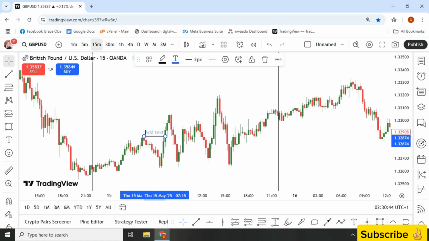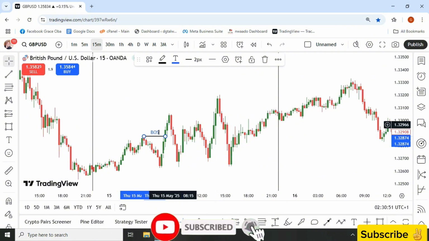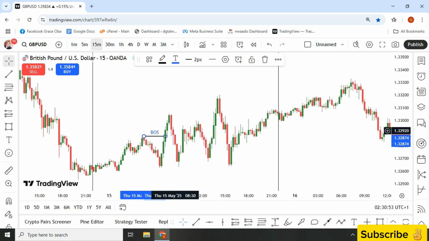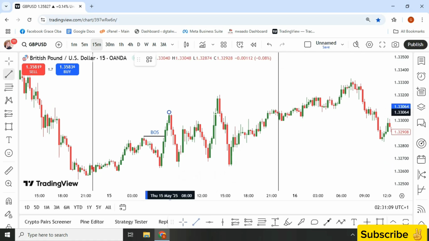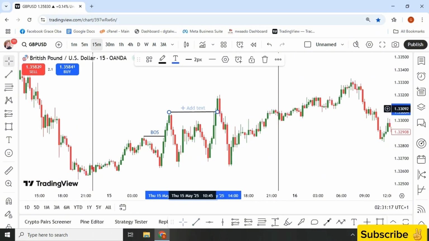So I'm going to label this place a BOS. This is a BOS. This is a BOS. Then it broke the structure, retraces back, gained momentum, right? Did the things from here, then broke aggressively, went up to break this structure. So there's another break of structure here. Another break of structure here. And this time it broke into the wicks. There is a break of structure there.